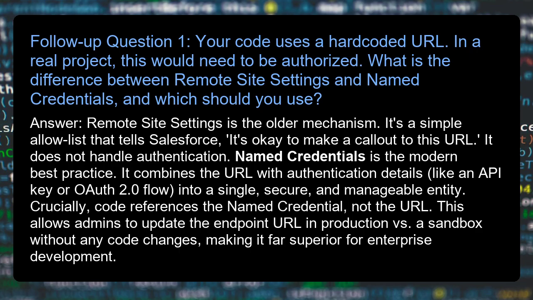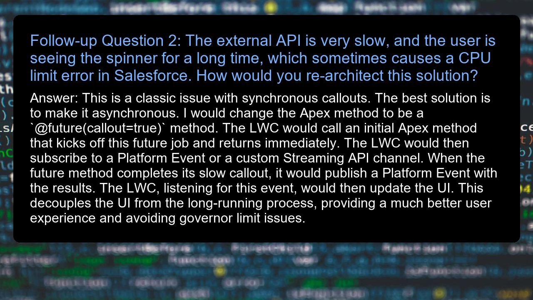It combines the URL with authentication details, like an API key or OAuth 2.0 flow, into a single, secure, and manageable entity. Crucially, code references the named credential, not the URL. This allows admins to update the endpoint URL in production versus a sandbox without any code changes, making it far superior for enterprise development.